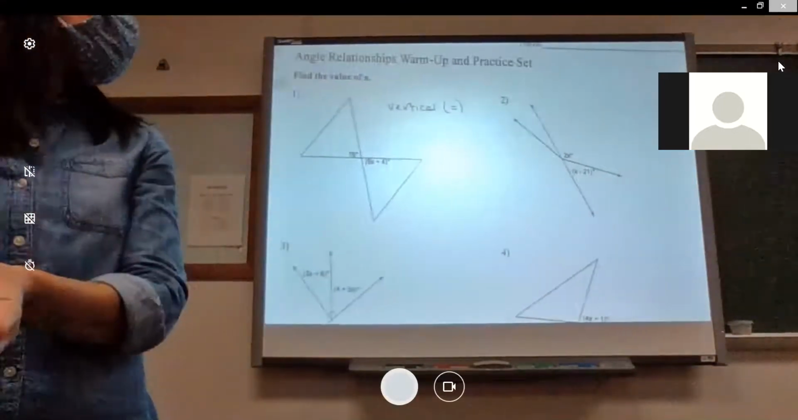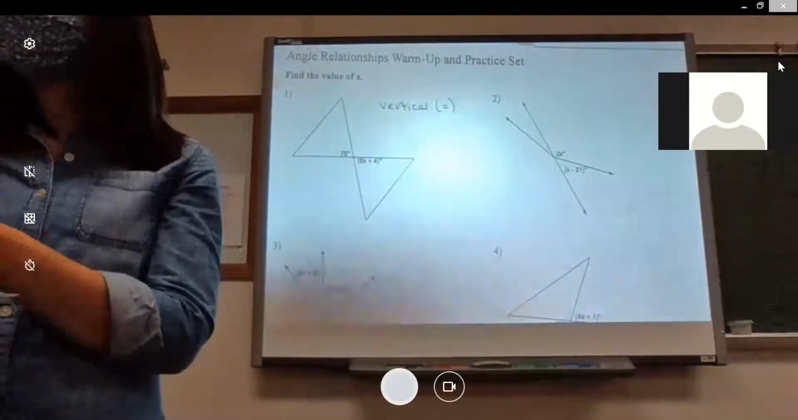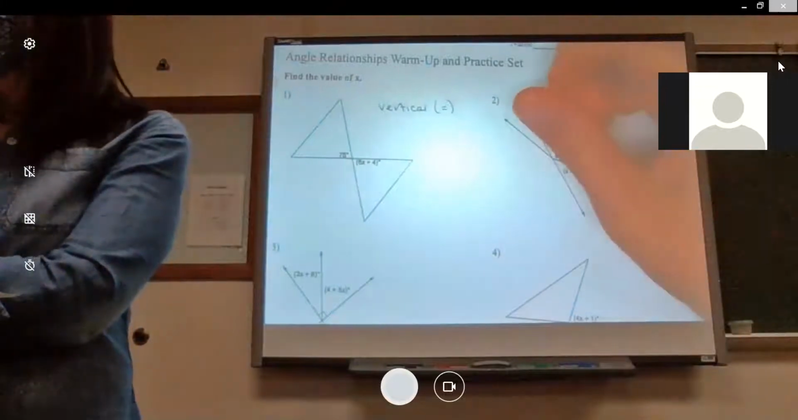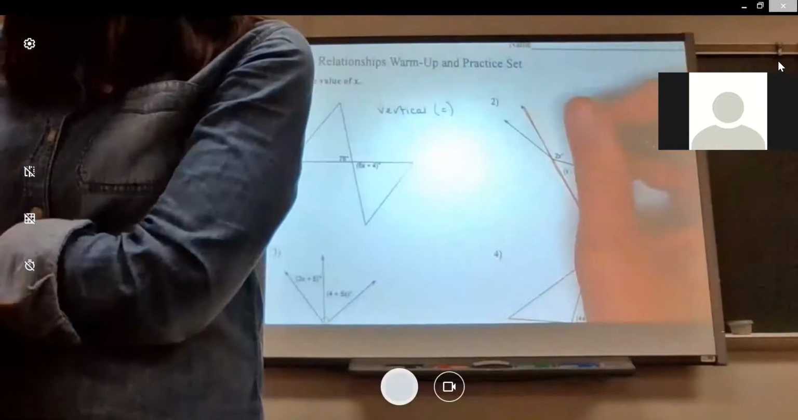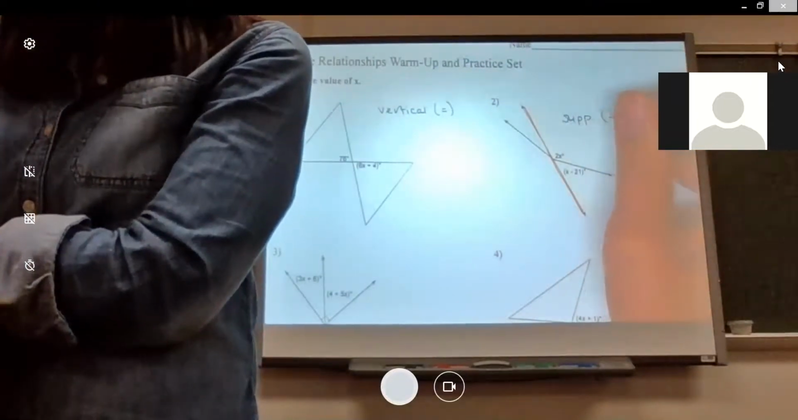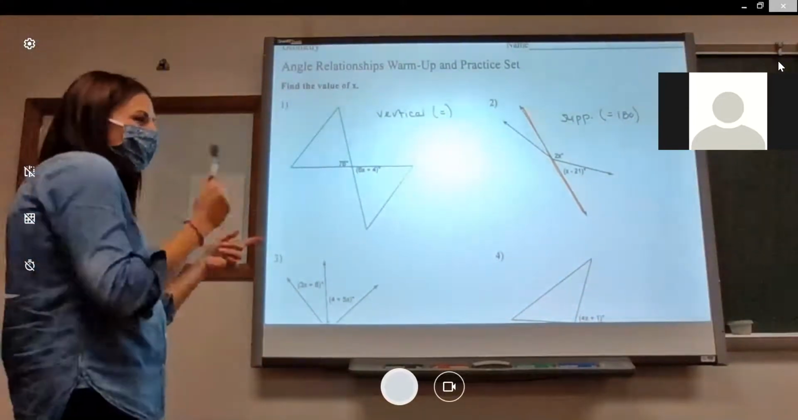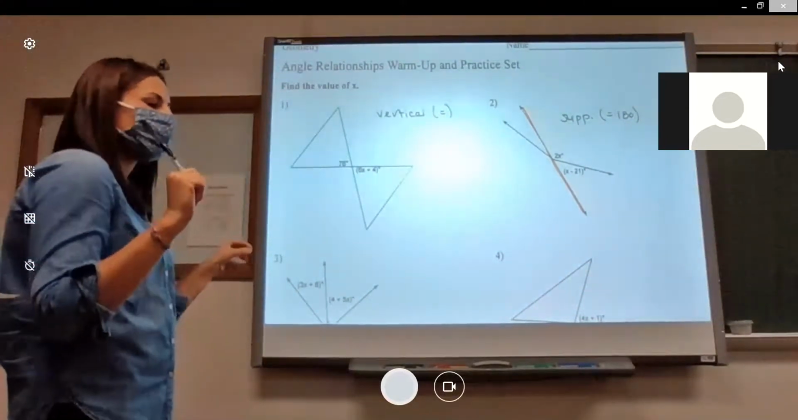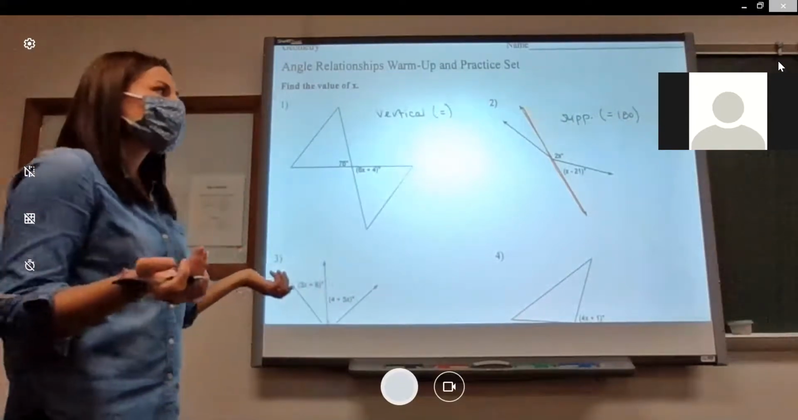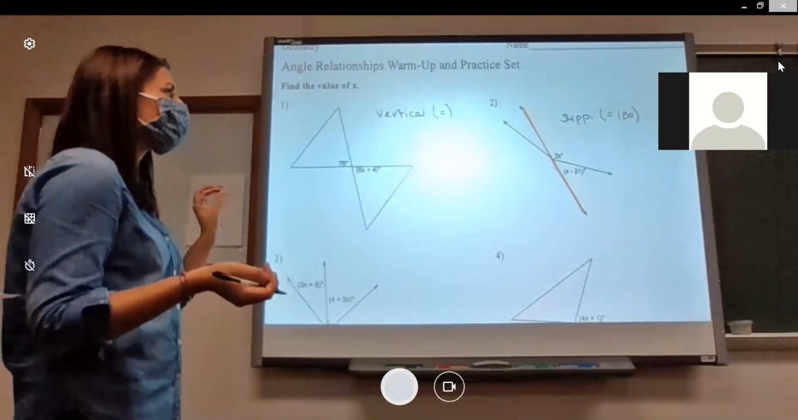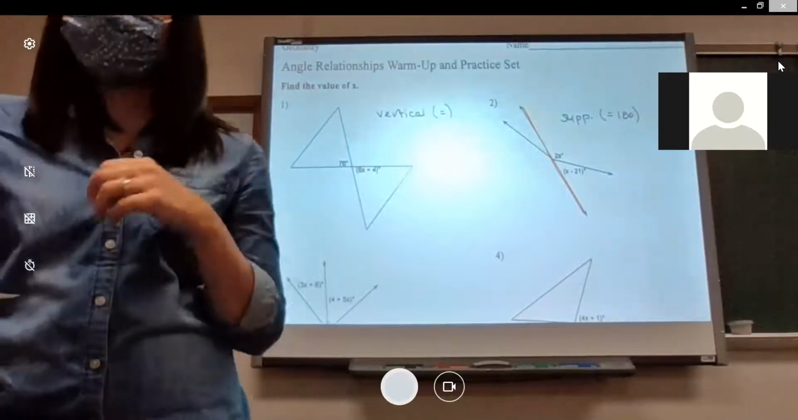On number 2, what type of angle relationship is this? It's creating a line, so these are supplementary angles. Supplementary means it equals 180. That's kind of like your first thought when you look at these diagrams. Don't rush to an equation. Give yourself time to think about what angle relationship I have, and then what does that mean?